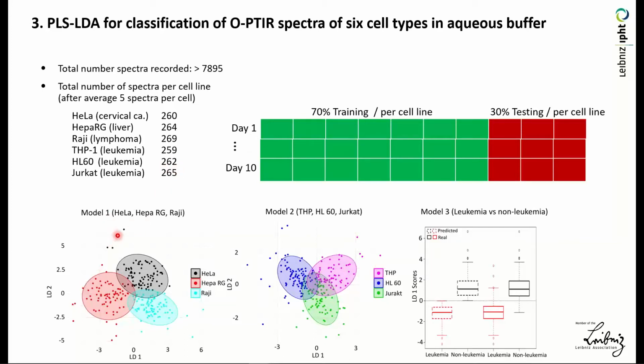Yeah, the first model distinguishes the non-leukemia cells, and the PLS-LDA model nicely discriminates the 3 cell lines. In model 2, for the discrimination of the leukemia cells, there is more overlap visible. And then the third model was trained, which discriminated leukemia versus non-leukemia cells.